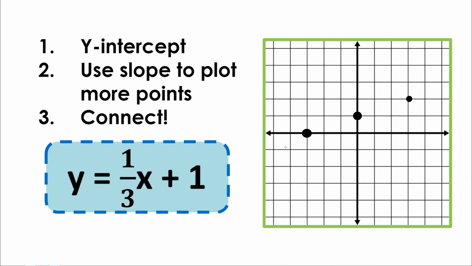And then down 1, left 1, 2, goes off the graph. So I at least got 3 points on that graph. That's what I want to see, is at least 3 points. And then we draw a line that connects them all, best we can at least. And that's step number 3, and we are done with that problem.